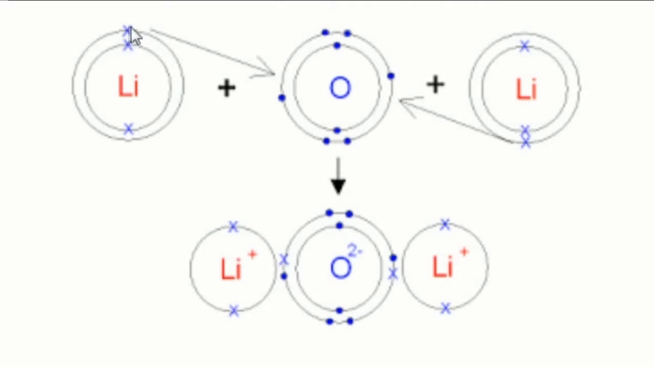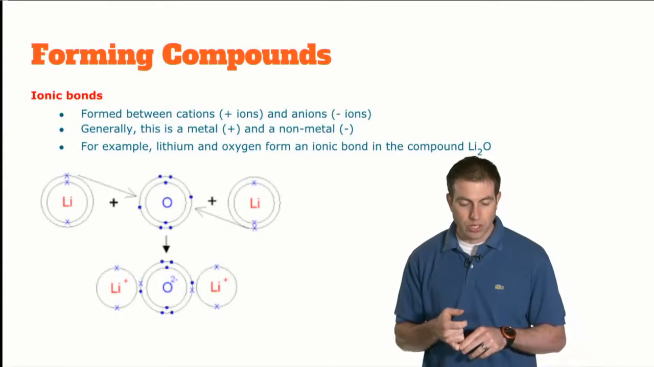Well, what do you know? Lithium here is looking to give up 1. This lithium's looking to give up 1. So the oxygen takes those 2 little X's from lithium, and it gains those 2 electrons. And then lithium, because it got rid of those electrons, is now positively charged. Oxygen gained 2 electrons, so it's negatively charged. And because negatives and positives attract, the oxygen and the lithium, they stick together, and it forms a compound. And there's 2 lithiums for every oxygen.